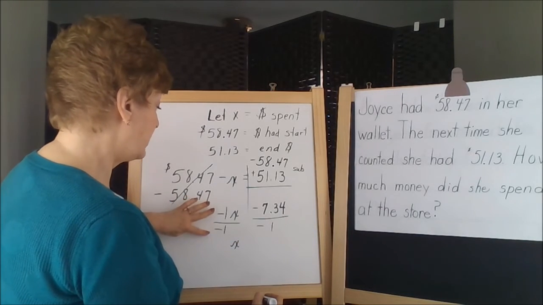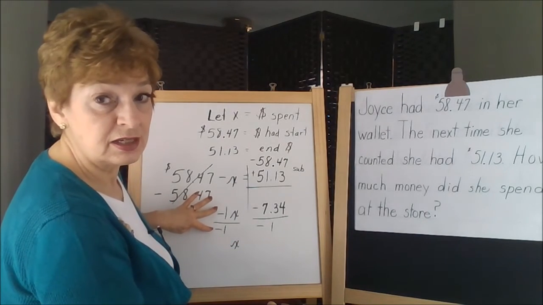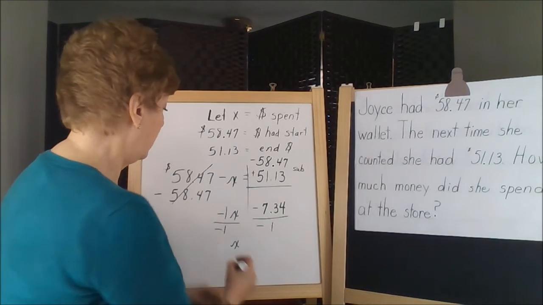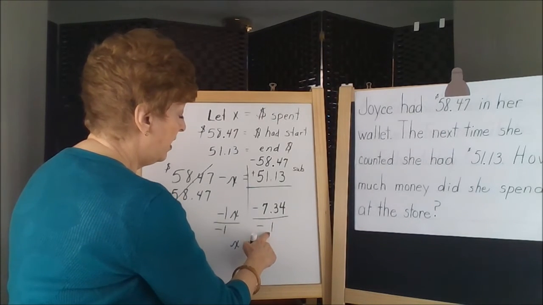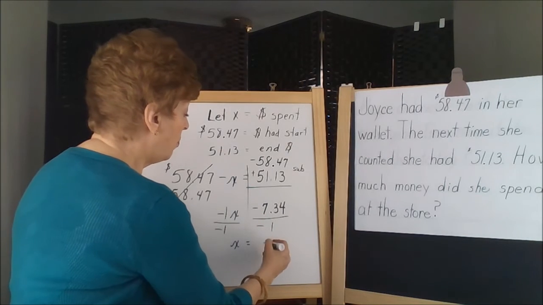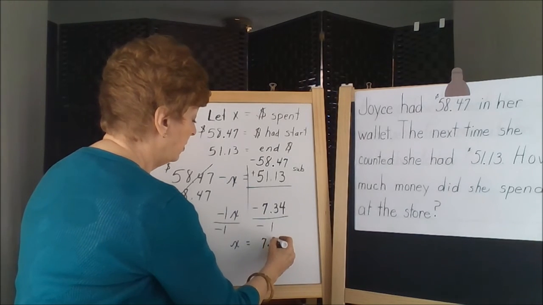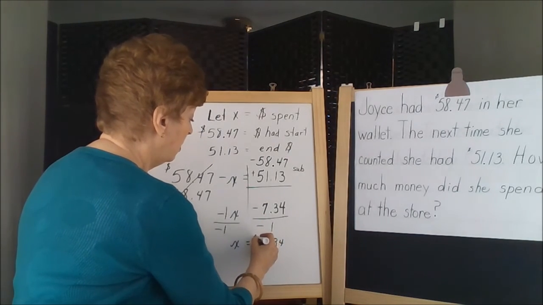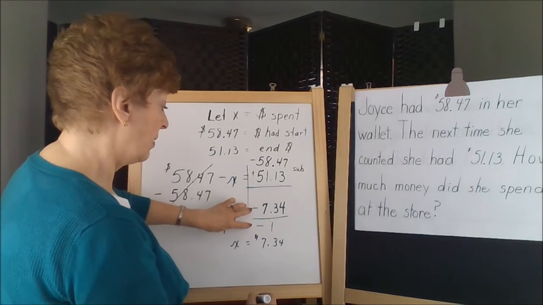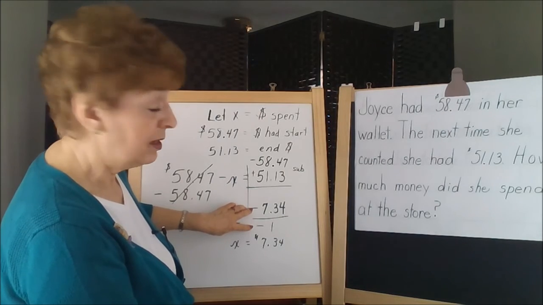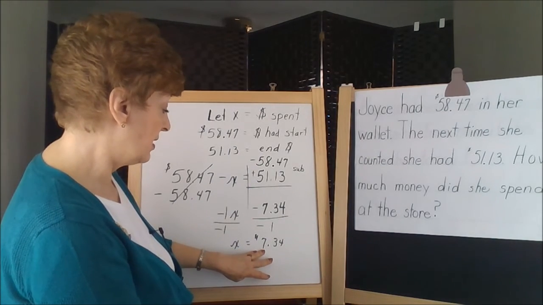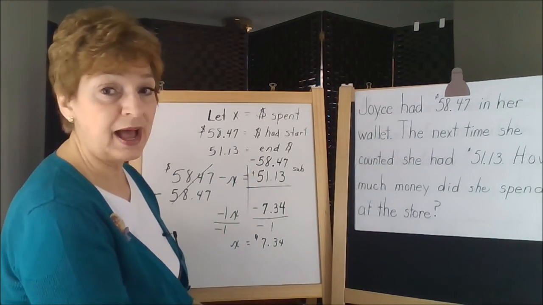And the signs are the same. In division, signs that are the same become positive. The same thing here. Any number over 1 is that number. The signs on both the numerator and denominator are the same, so that turns the $7.34 positive as well.